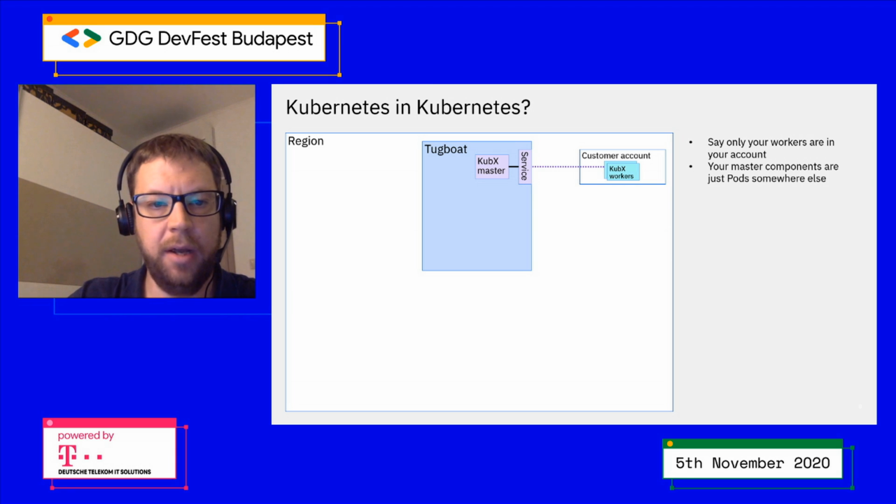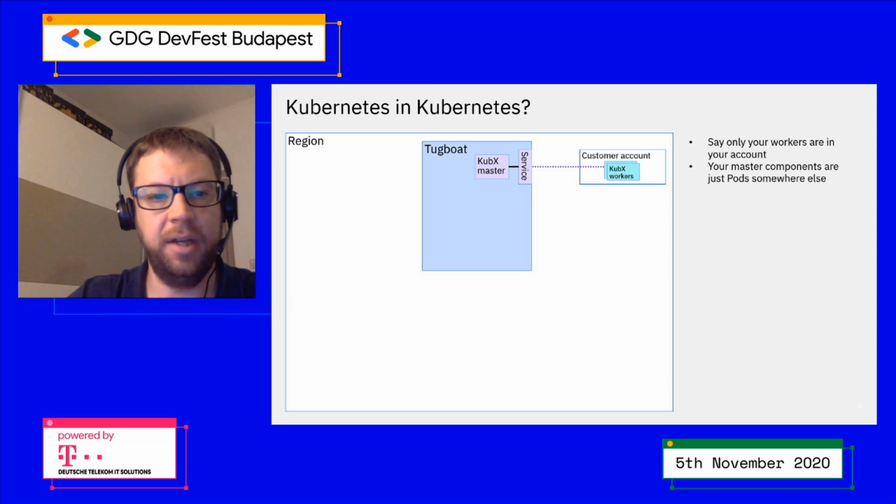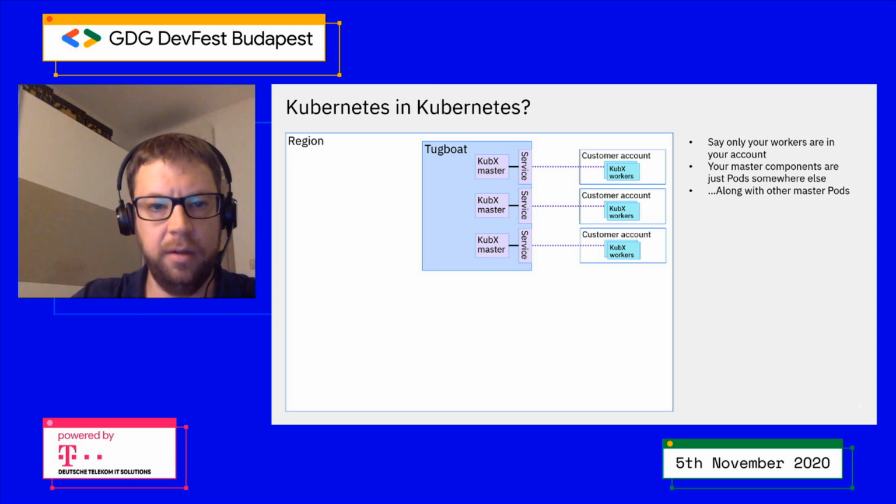After deploying masters on another cluster dedicated for this purpose, you can scale it up and use similar deployments in case of other customer accounts. So the customer account is safe and isolated with all of its workers, and the tugboat is hosting all the masters and exposes the services exclusively to that customer account.